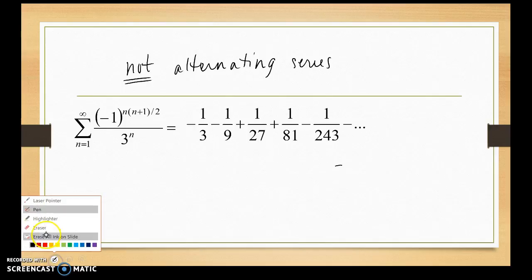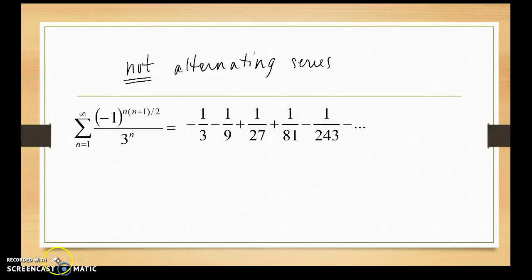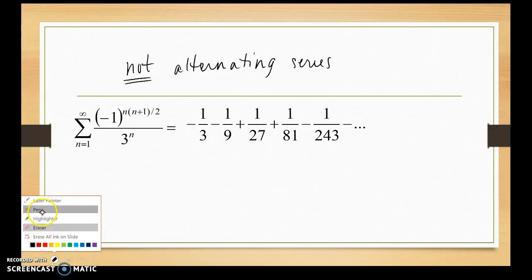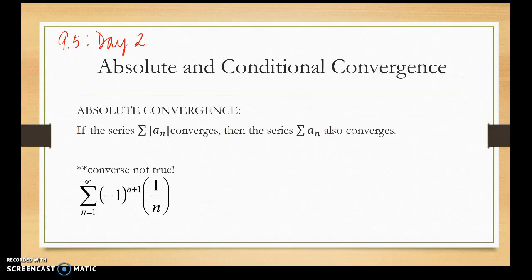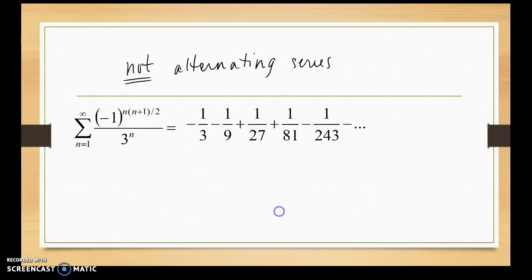Okay, so how do we determine if this series converges or diverges? The alternating series test does not apply. All right, absolute and conditional convergence, that's where this comes in. If the absolute value of a series converges, then the series itself will also converge. Okay, so look at that. If we take the absolute value of a series and find that it converges, then the series itself will also converge. So let's go back to this example.